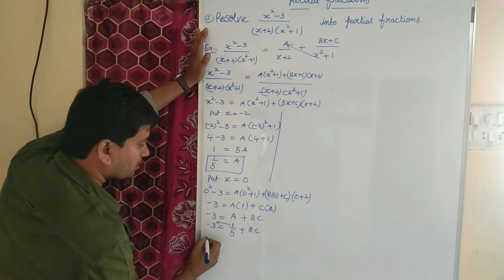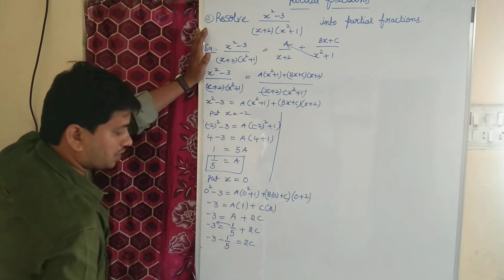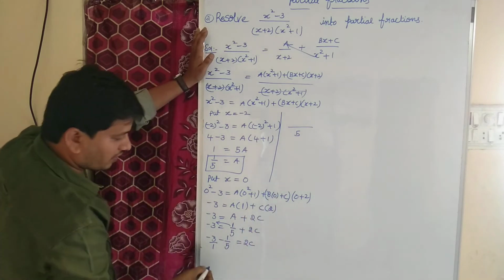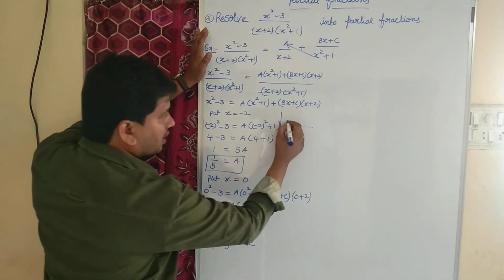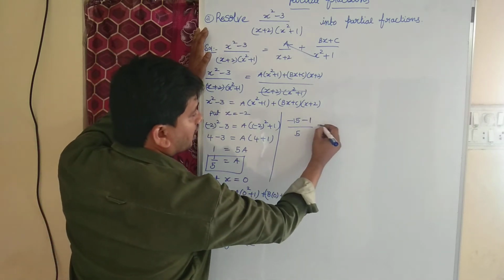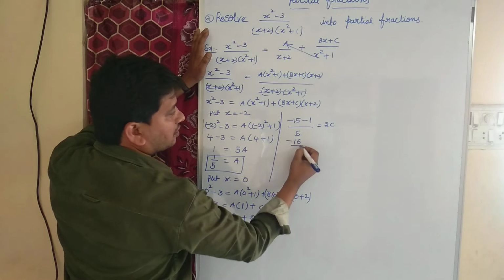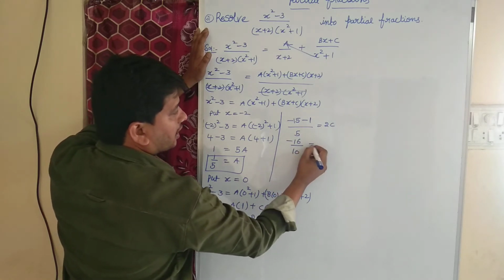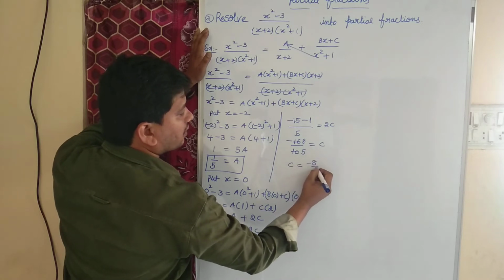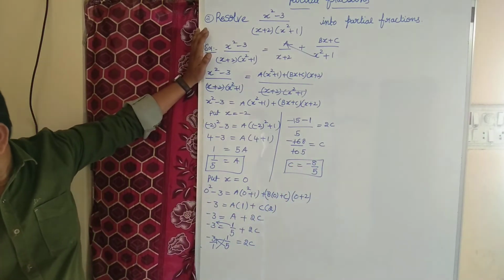1 by 5 you transpose: minus 3 minus 1 by 5 equal to 2c. Here nothing means 1. As the LCM is 5, 5 into minus 3 is minus 15, minus 1 into 1, 1, equal to 2c. Minus 16 by 5 equal to 2c, so minus 16 by 10 equal to c. 2 eights are 16, 2 fives are 10. So what is the value of c, children? The value of c is minus 8 by 5.